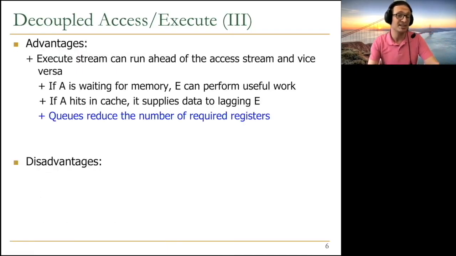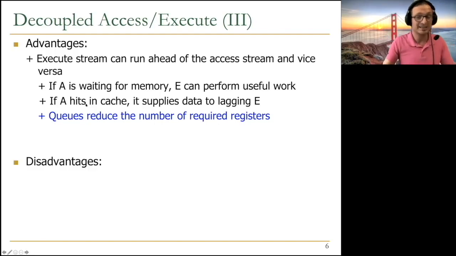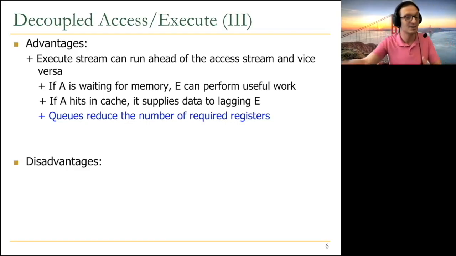The big advantage is the execute stream can run ahead of the access stream and vice versa. If the access processor is waiting for memory, the execute processor can perform useful work. If the access processor, for example, hits in the cache and is not waiting for memory, it supplies the data to the lagging execute processor. Usually the memory accesses take longer, so usually execute can perform useful work, independent instructions, while the access processor is waiting.